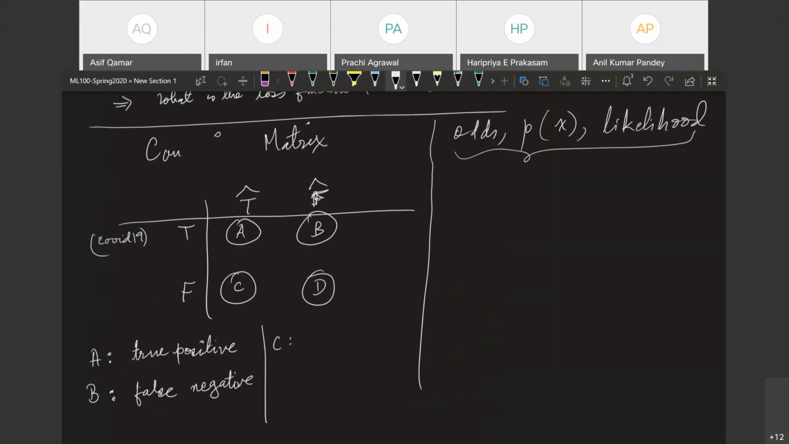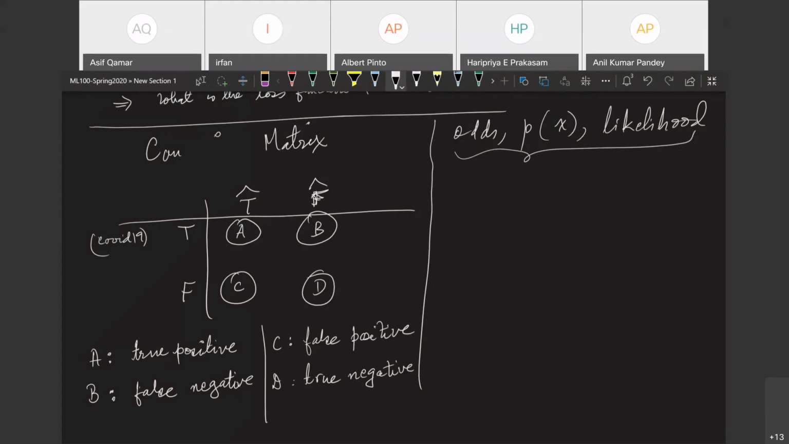Okay. What about C? C is the person is actually not sick, but you declare that the person is sick. So this is a false positive, right? And D is a true negative.